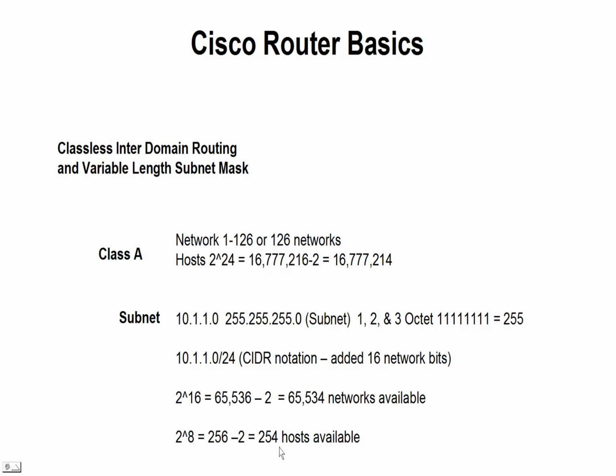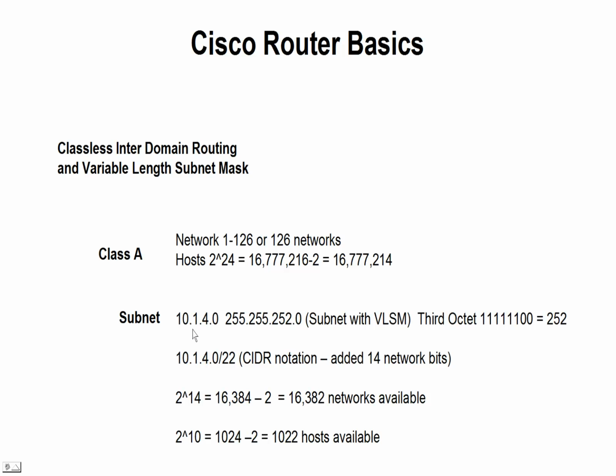It's too small for today's LAN networks. More like 1,000 or possibly 2,000 would be a better number. So what do we do? Well, we're going to break up this third octet. What we're going to do is take some of the bits in this third octet, assign them to the network side, and then we'll reserve some of the bits for the host side.